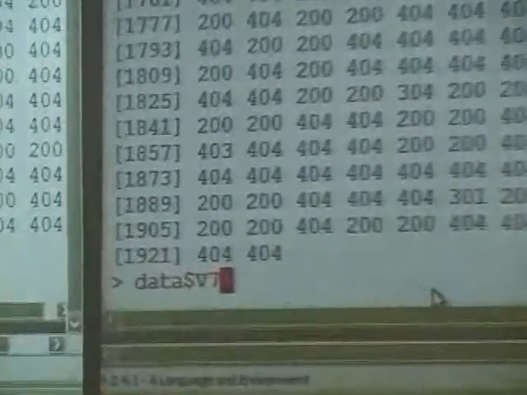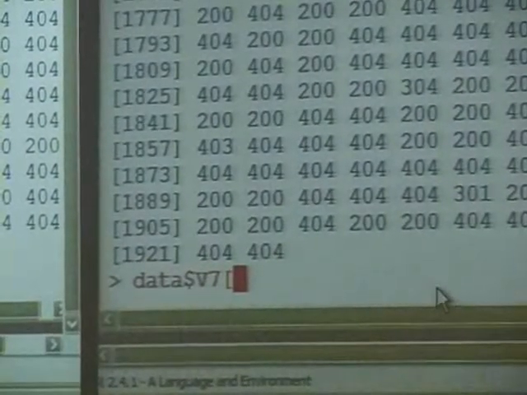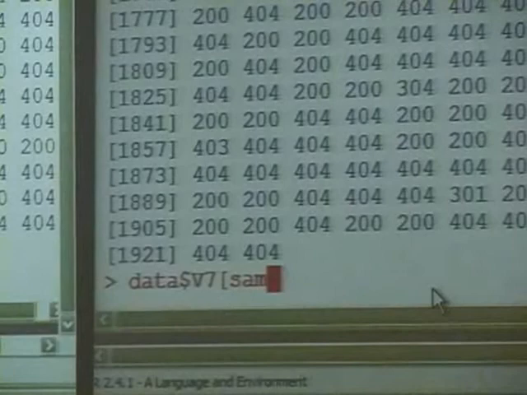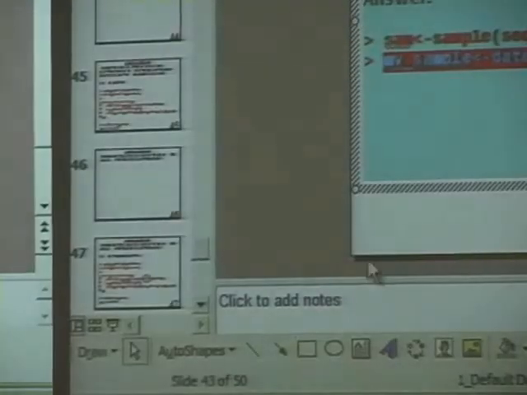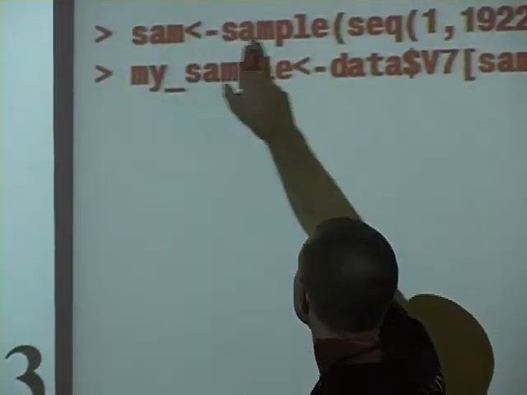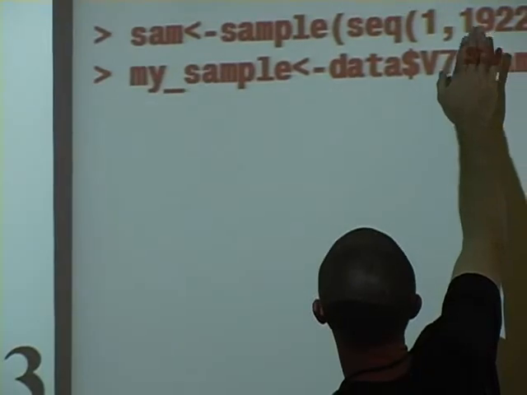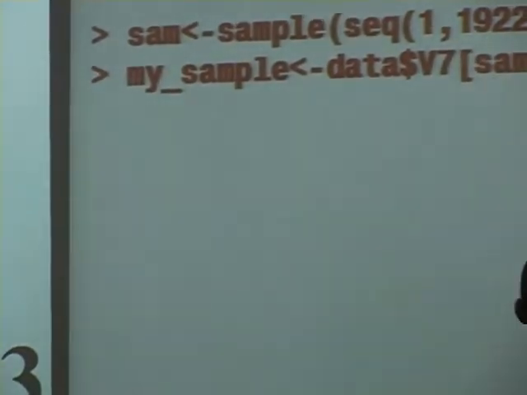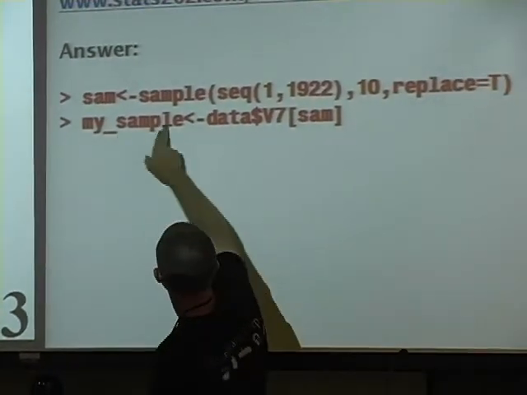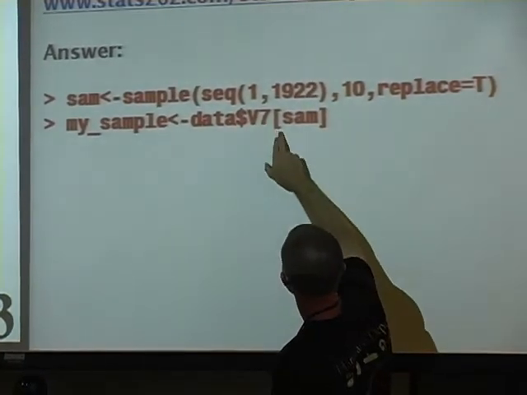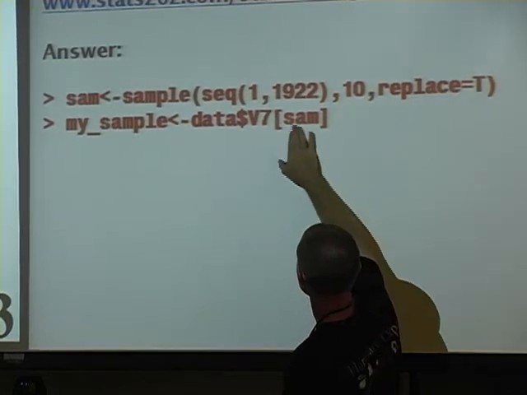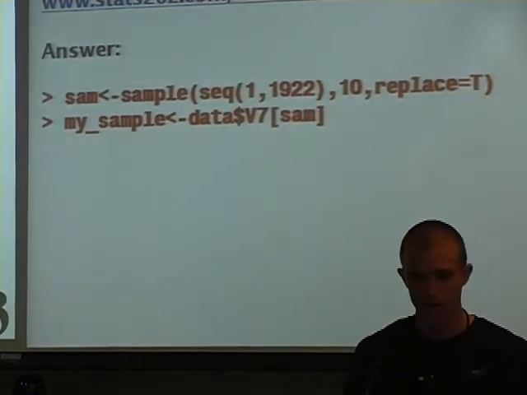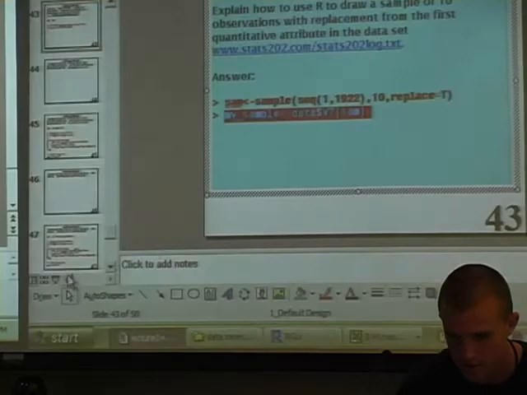So if I say data V7 and I say, give me the rows that are in SAM, right? What's SAM? SAM is the name I gave to that previous thing. So SAM is what I called my sequence of 10 integers that I sampled randomly from 1 to 1922 with replacement. And then I say my sample would be data, the 7th column, and I want SAM, right? The 7th column is just 1-dimensional, so I just have to specify these rows. So that will work to give me a sample of 10 observations from that data set.